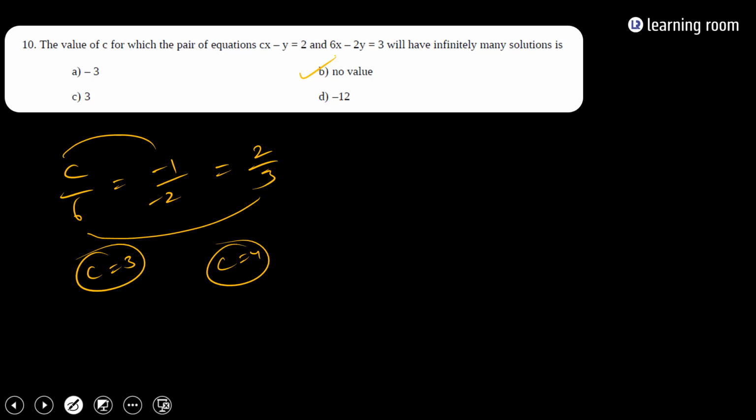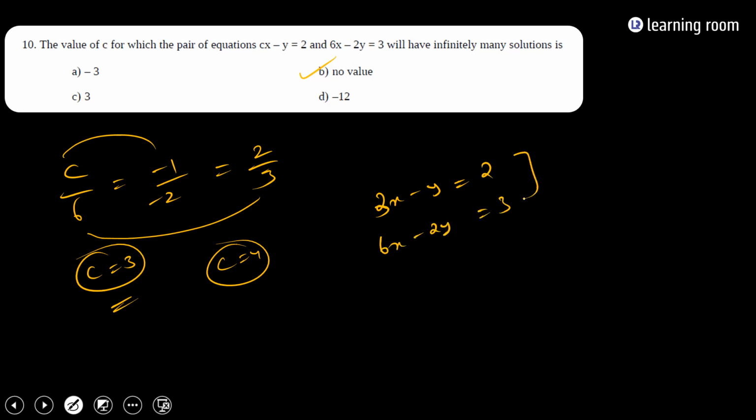For example, if you put C is equal to 3, they become parallel lines. And if you put C is equal to 4, they become intersecting lines. If you want, you can try and see. If at all you get stuck, the most important thing is you need to have clarity of what we've written. If I put C is equal to 3, I'll get 3x minus y is equal to 2 and 6x minus 2y is equal to 3.